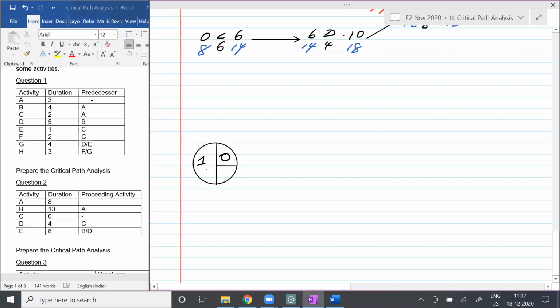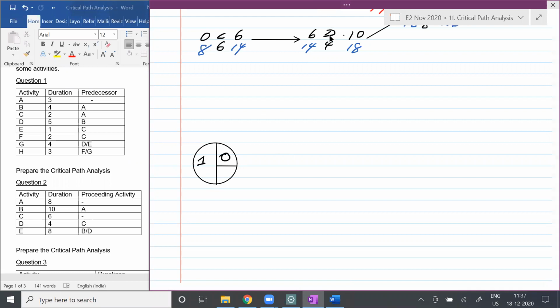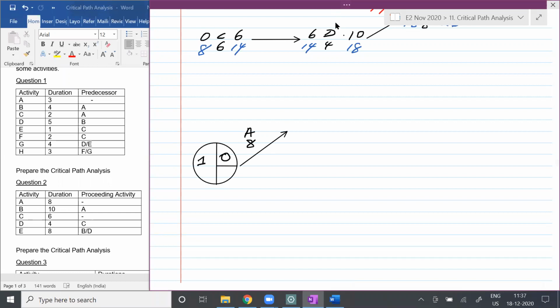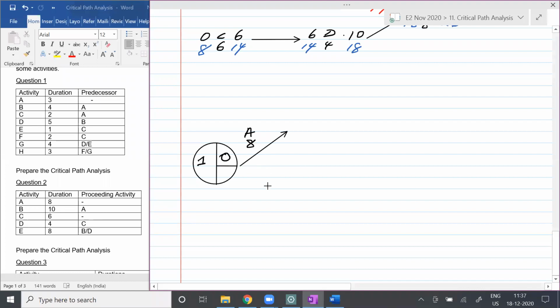Now, if activity A is starting, I will put it here. Activity A will have a duration of 8 days. Is that fine, students? And similarly, another proceeding activity will start from 0. That activity is activity what, students? C. And it is 6 days. Any questions there, students? So students, we need to start with a node and end with a node. That logic keep in mind.